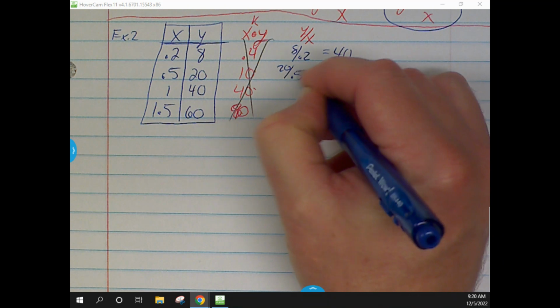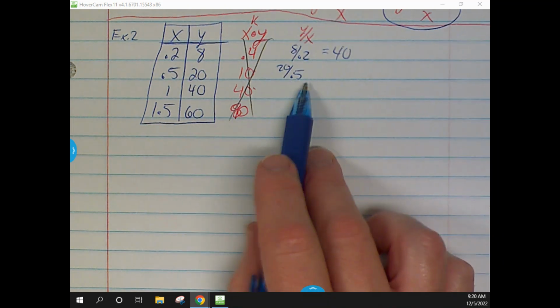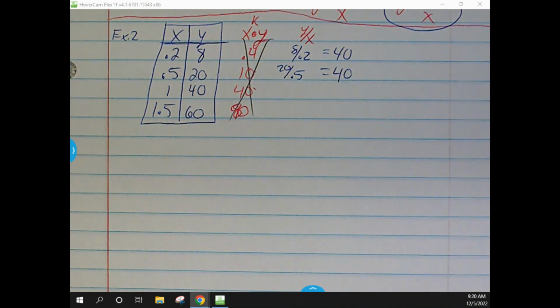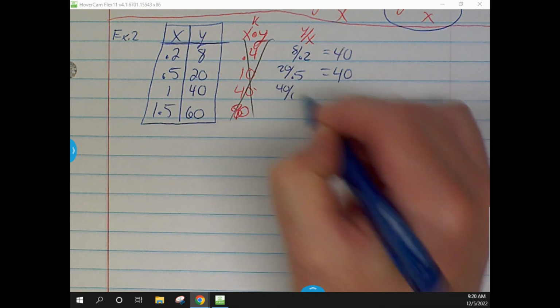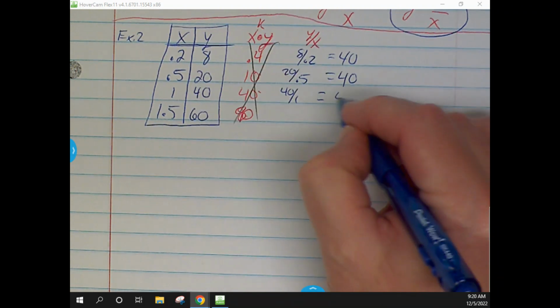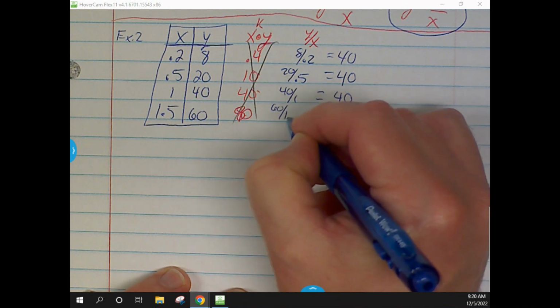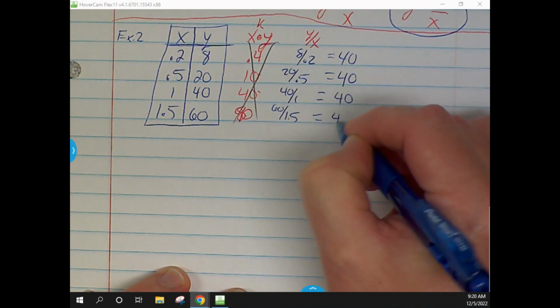This is 20 divided by 0.5. And again, if you move that decimal over, that's 200 divided by 5. Also 40. There's where it gets easy. 40 divided by 1, well, that's 40. And if we do 60 divided by 1.5, that is also 40.